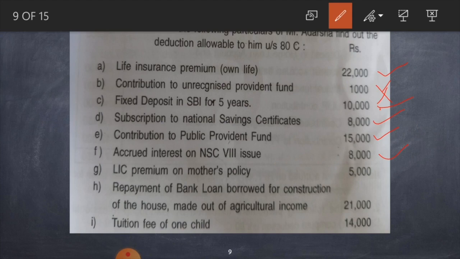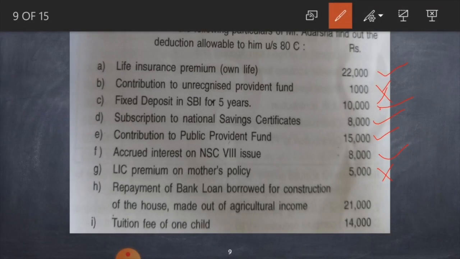is reinvested. Next, LIC premium on mother's life is not eligible, because an individual can claim deduction on LIC premium of his own, his spouse and his children. Next point is repayment of bank loan borrowed for construction of the house made out of agricultural income. Here repayment of bank loan is eligible. Tuition fees of one child: tuition fees of 2 children are eligible, so one child also is eligible.